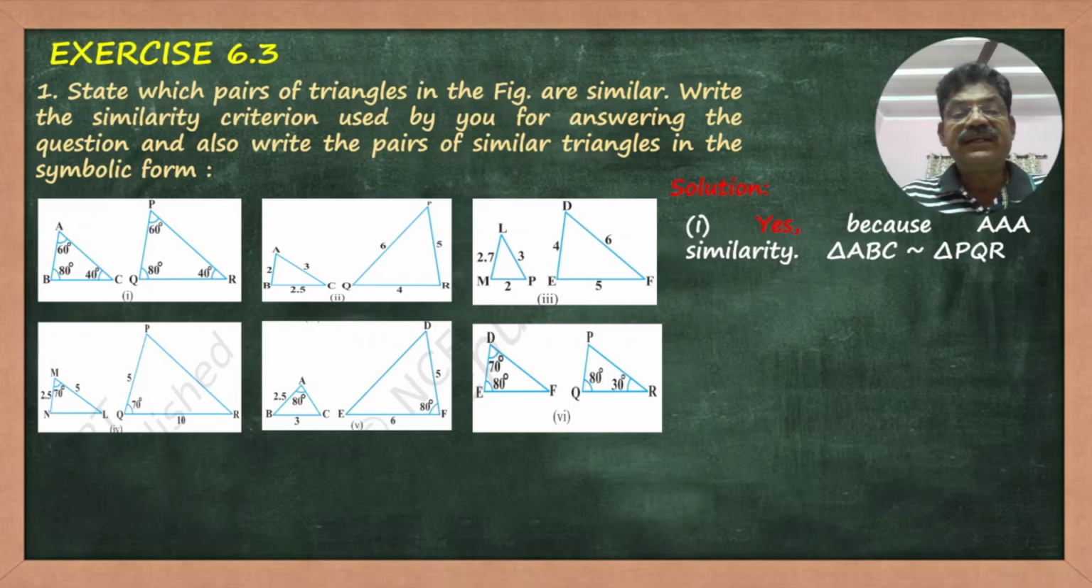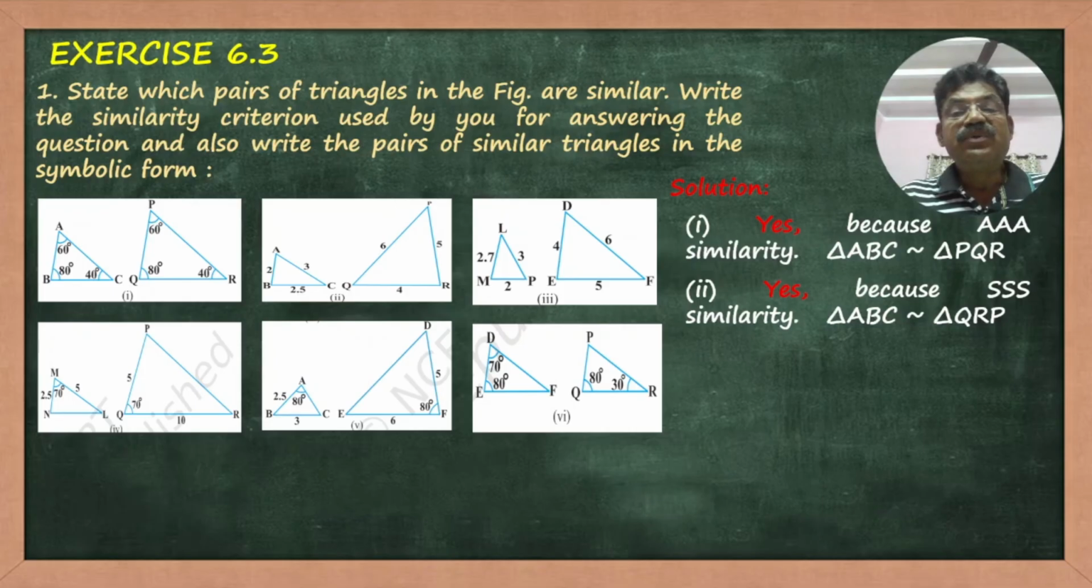Now look at the second figure. ABC, PQR. Two triangles are given with all sides. Obviously, AB by PQ, that is 2 by 4, is equal to BC by PR, that is 2.5 by 5, which is equal to AC by PQ, which is 3 by 6. All the ratios are equal to 1 by 2. Therefore, by SSS similarity, triangle ABC and triangle QRP are similar. You have to write the letters in order. So, QRP, you don't write PQR, okay?